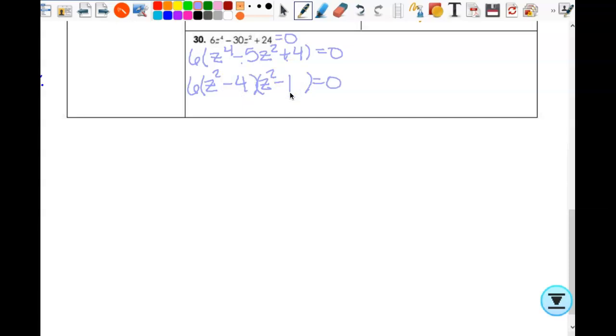Can I factor this more? Yes. Both of them? Yes. So I'm going to have 6 times z plus 2 times z minus 2 times z plus 1 times z minus 1 equals 0. All right, we good? So that's completely factored, right? Now when I write my answers, I can see that this is going to give me a -2 and a +2, so I can put plus or minus 2, and a -1 and a +1, so I can put plus or minus 1. If you list all 4 of them out, that's fine too, but that's also okay. That's right, absolutely. We good?